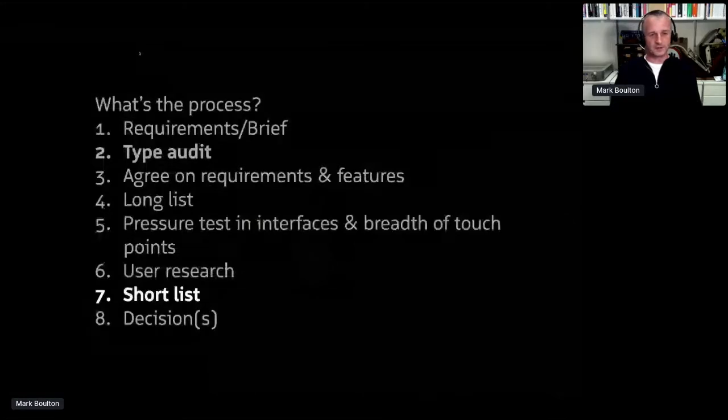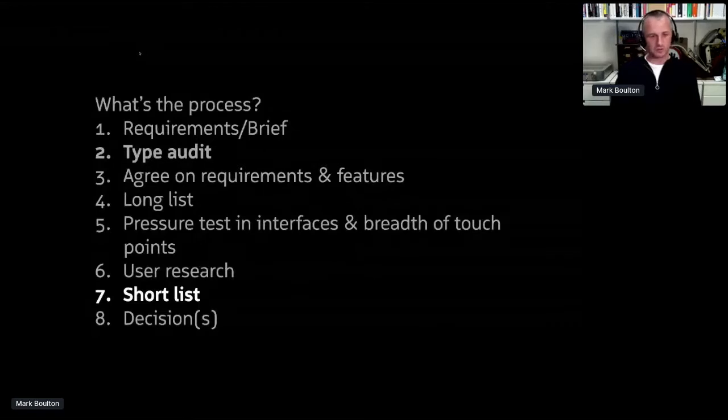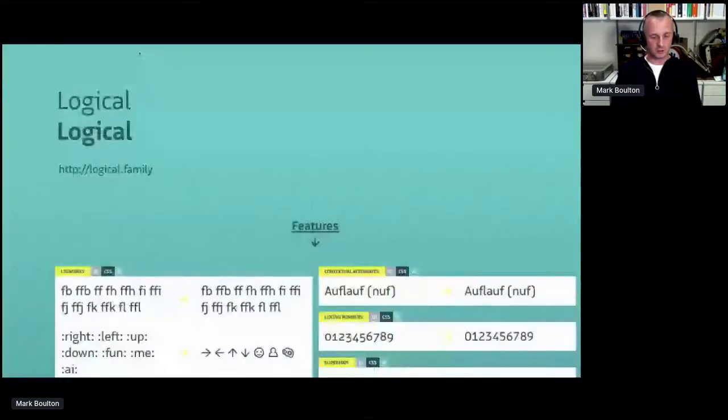So, skipping forward in this process, we did some iterating, we did some user research, we did some trying to understand, and got lots of talking to people about their thoughts, and we got to a kind of a shortlist. I'll quickly scoot through what that shortlist was. So this is Logical. Logical.family is the specimen site for this.